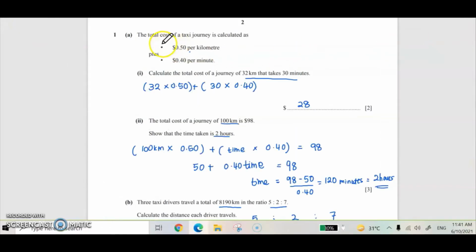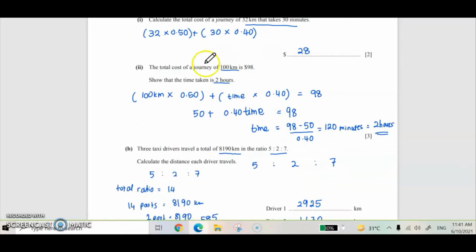Okay, for question number 1, the total cost of a taxi journey is calculated as 50 cents per kilometer plus 40 cents per minute. So we have 32 kilometers, so we times with 50 cents plus 30 minutes times with 40 cents, so we get $28.